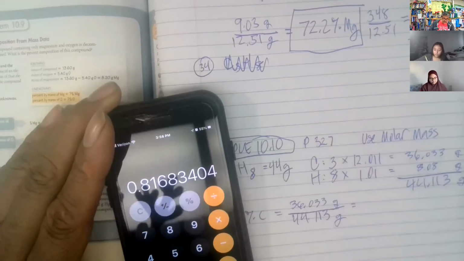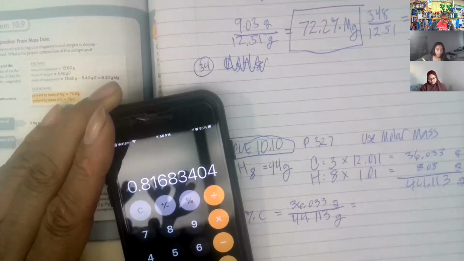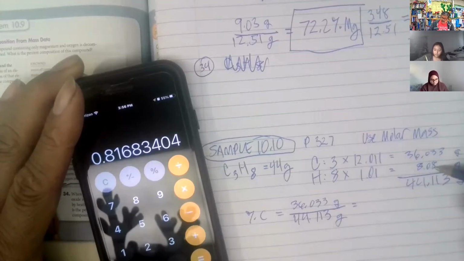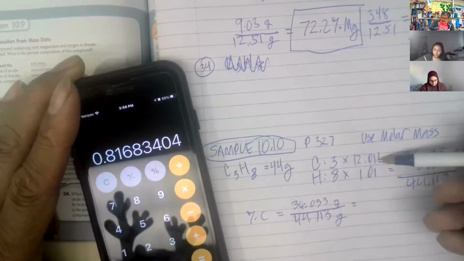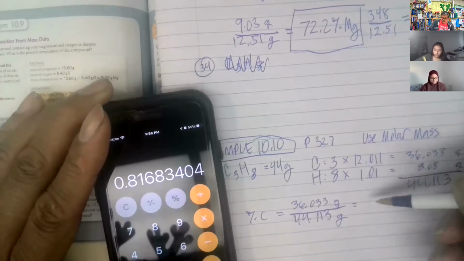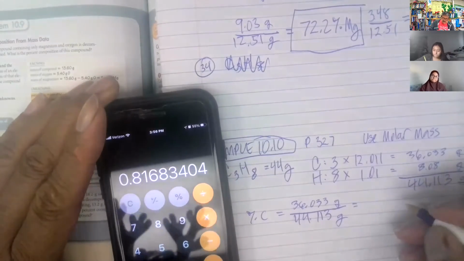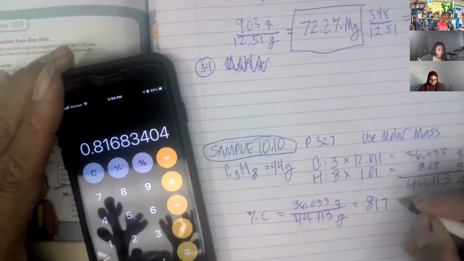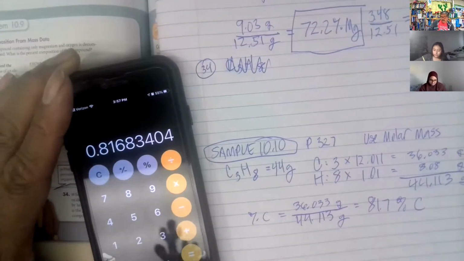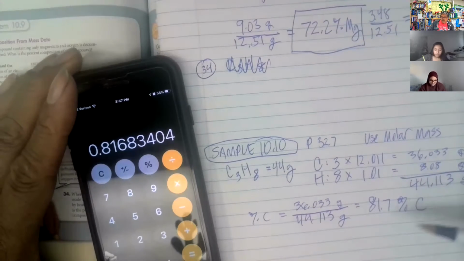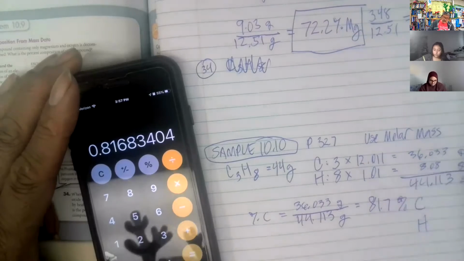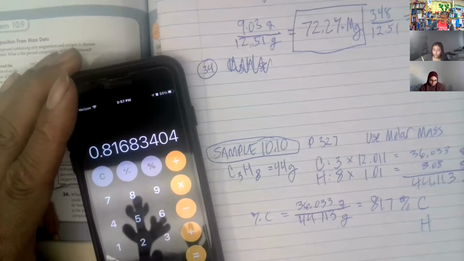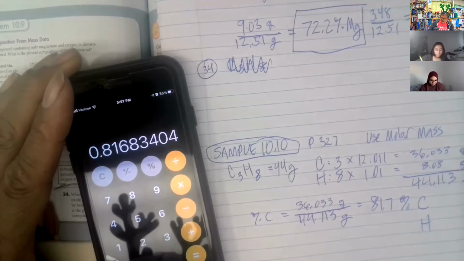Move the decimal over twice to make it a percentage. That makes it 81.7. That's 3 sig fig. That's 5 sig fig, but we're going to express it as 3 for now. 81.7 is percent carbon. Then 100 minus 81.7 is going to be close to 20, 18.3.